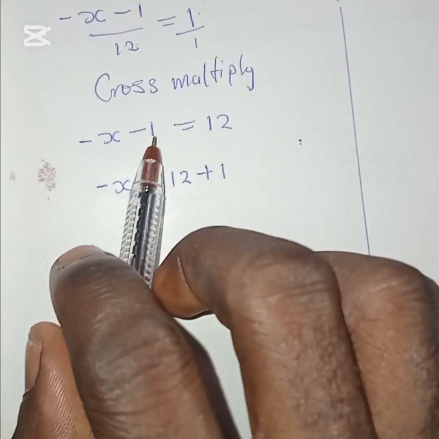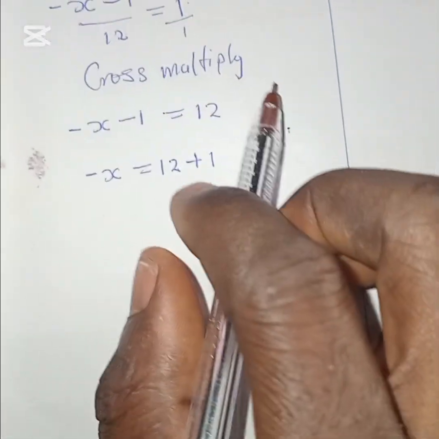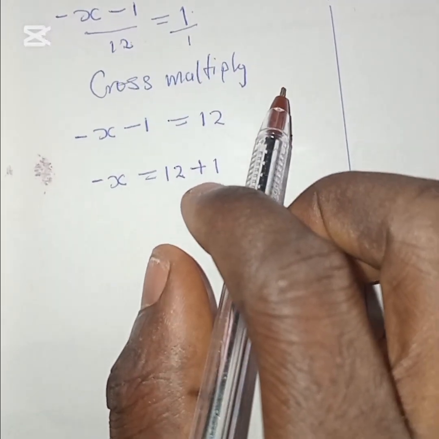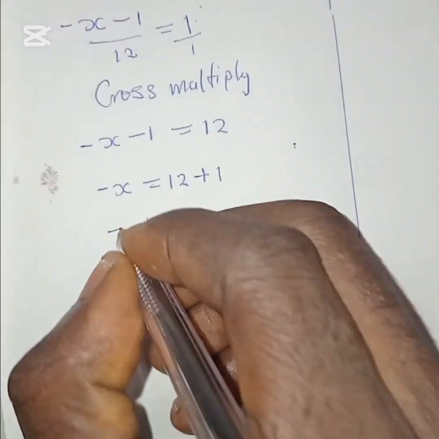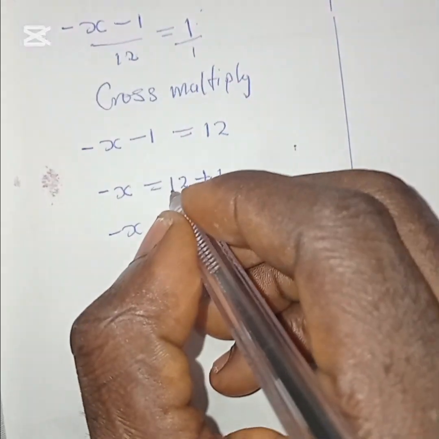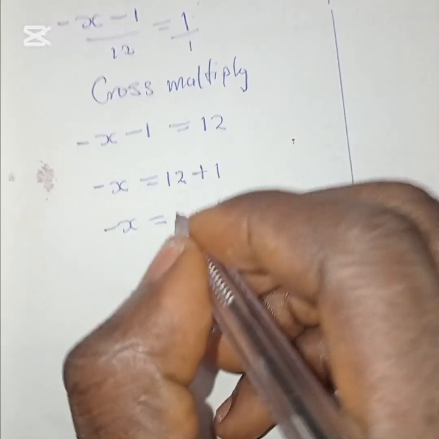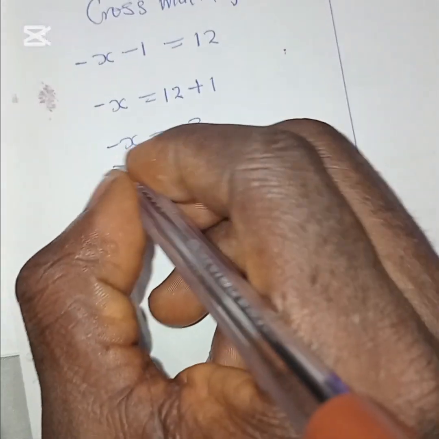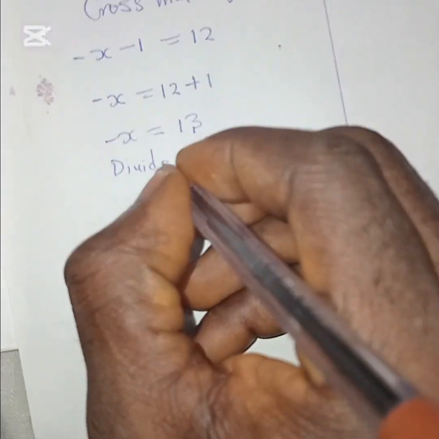Remember, if a positive sign crosses the equality sign, it will turn to negative. If a negative sign crosses the equality sign, it will turn to positive. So now you say minus x is equals to 12 plus 1, which gives you 13. So now we divide both sides.